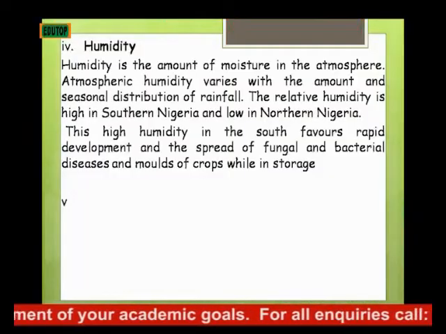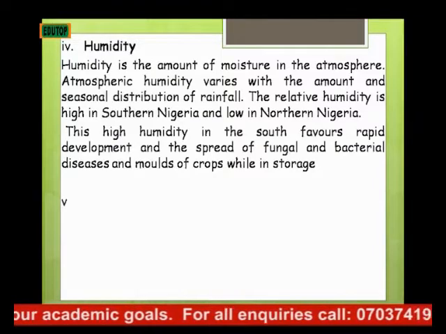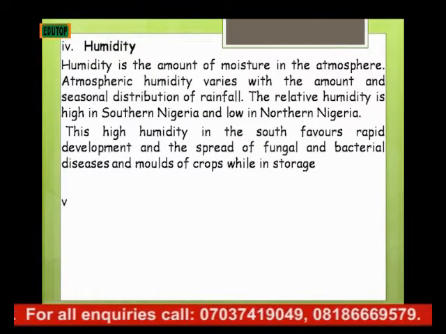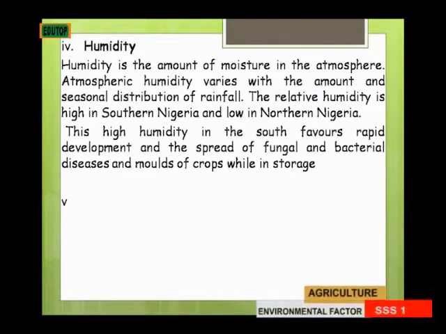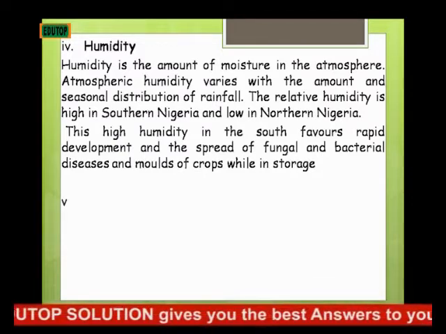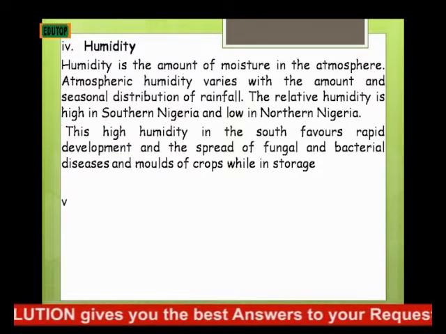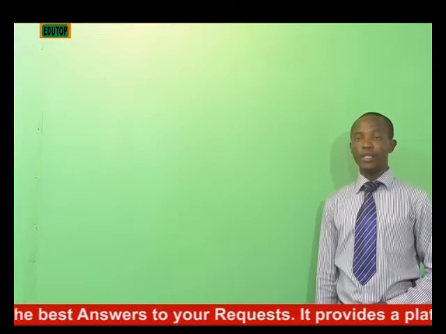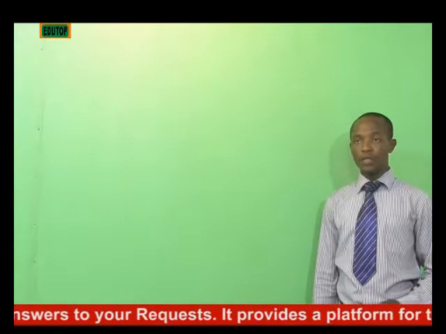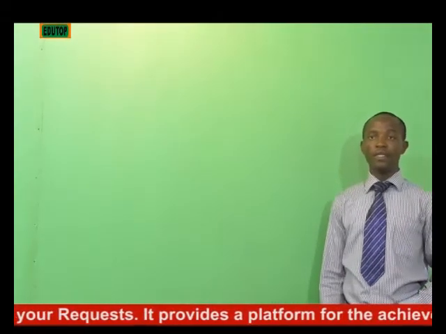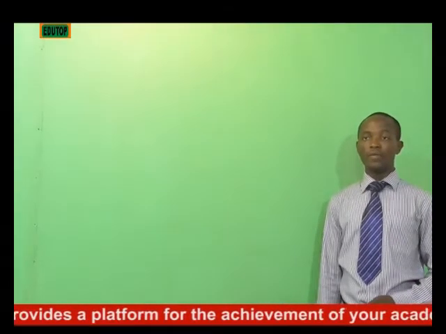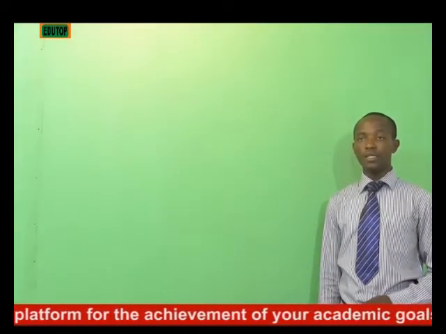Now we're looking at humidity, which is the fourth climatic element that we're looking at that affects agriculture. Humidity is the amount of moisture in the atmosphere. Atmospheric humidity varies with the amount and seasonal distribution of rainfall. The relative humidity is high in southern Nigeria and low in northern Nigeria, due to the fact that the amount of rainfall in southern Nigeria is high and the amount of rainfall in northern Nigeria is low.